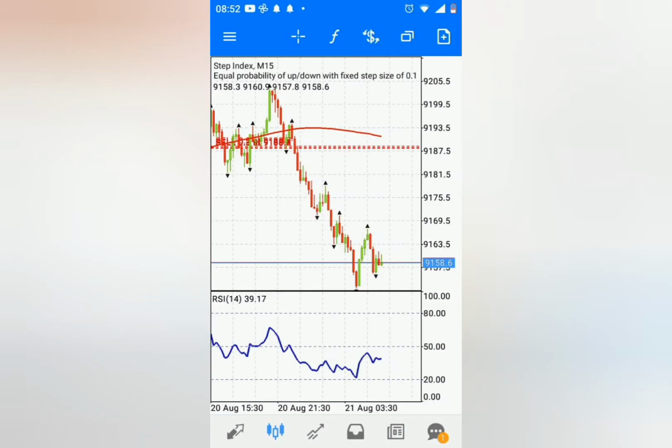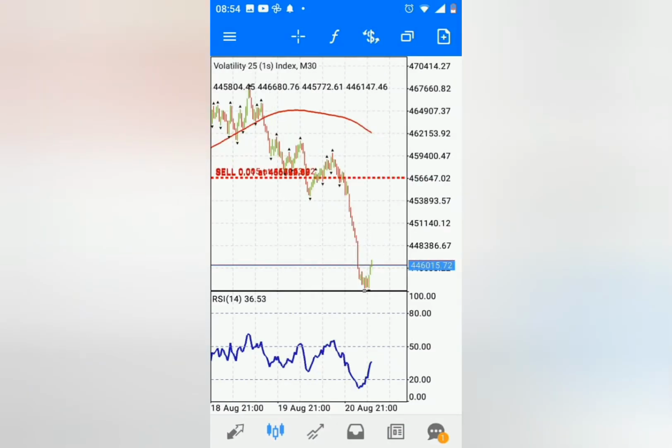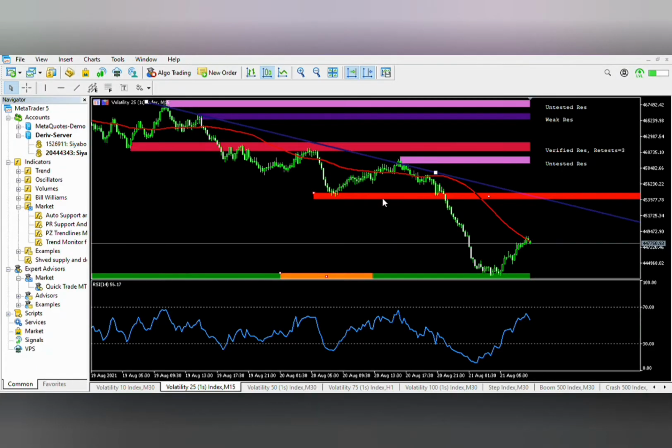So today we are looking at the break of lower lows and the break of higher highs strategy for synthetic indices. So traders, let's tune on to the real chart.